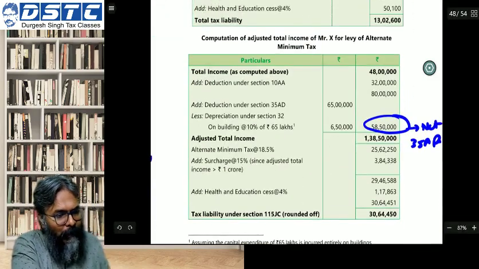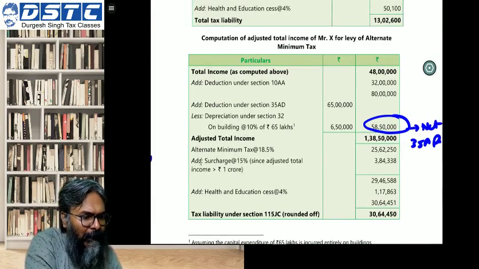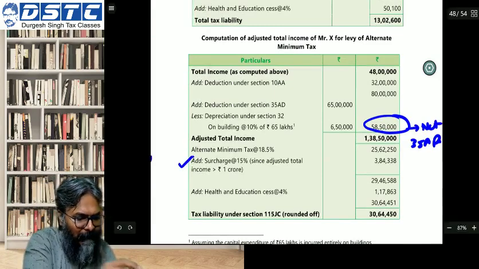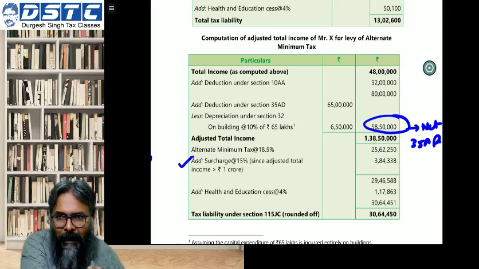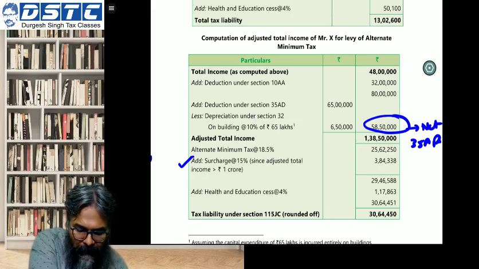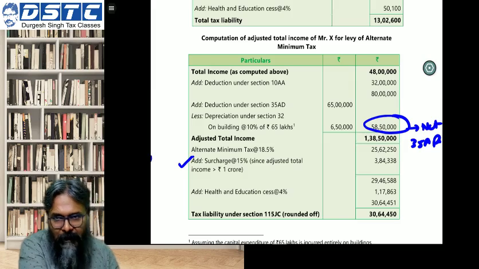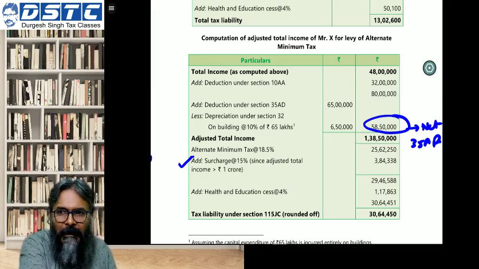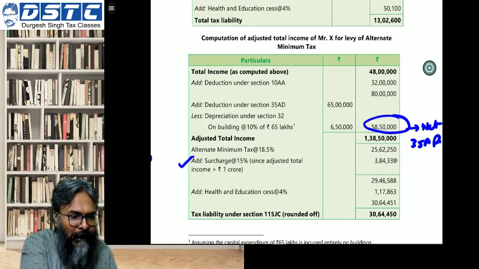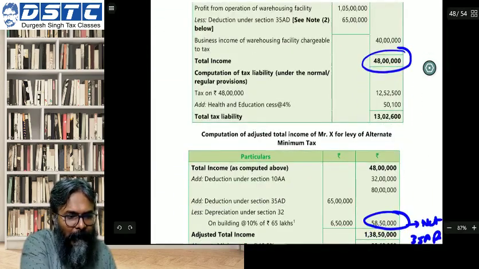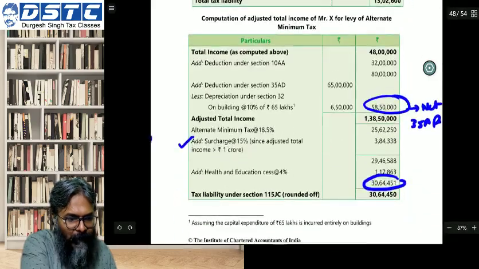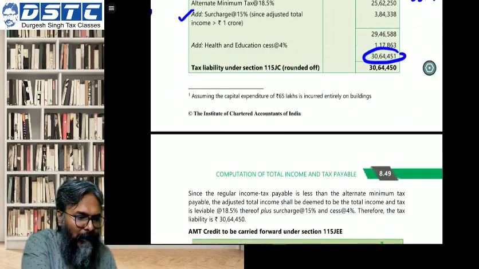When it came to the alternate minimum tax herein, the adjusted total income, because it crossed beyond a crore of rupee, we all know for an individual, if it crossed beyond a crore of rupee, the surcharge rate will then become 15%, and that's exactly what you have done. 15% happens to be the surcharge rate. Add to that the HEC, which is at 4%, and finally you get the total amount, which is 30,64,451. So now you compare between 13 lakh 2,600 versus 30,64,451. Obviously you will go with what?